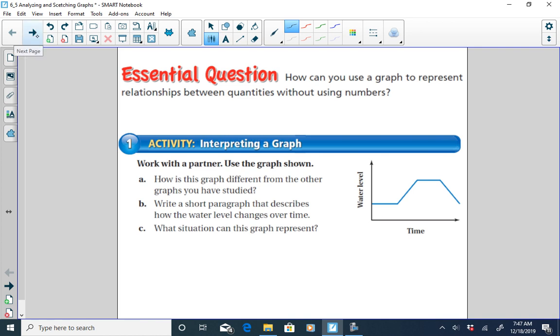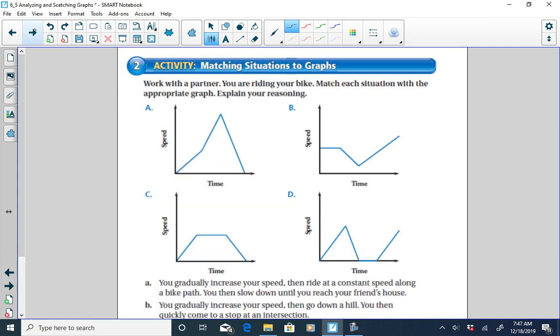But what we're using is the relationship between the horizontal axis and the vertical axis, horizontal being time, vertical being water level, and then what the slopes of these lines and directions of these lines can tell based on the relationships. All right, next example. You're asked to work with a partner. You're riding your bike. Match each situation with the appropriate graph and explain your reasoning.